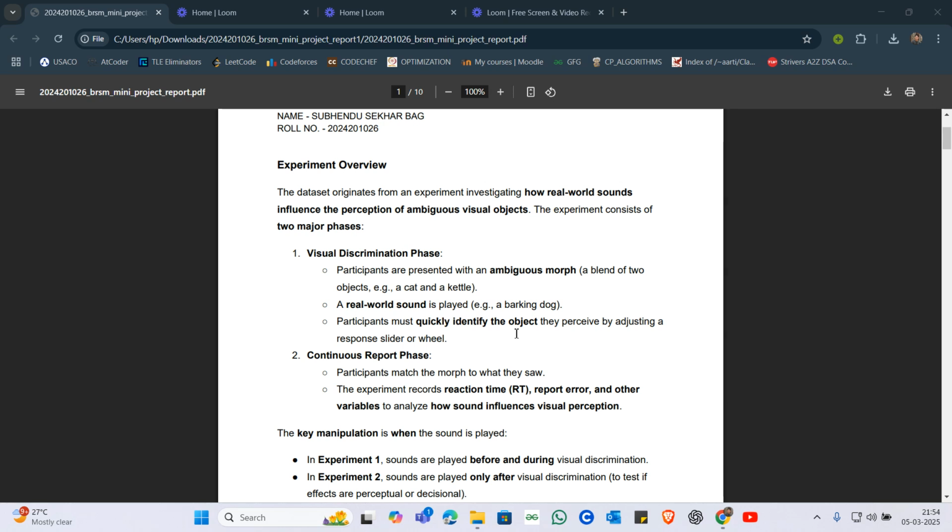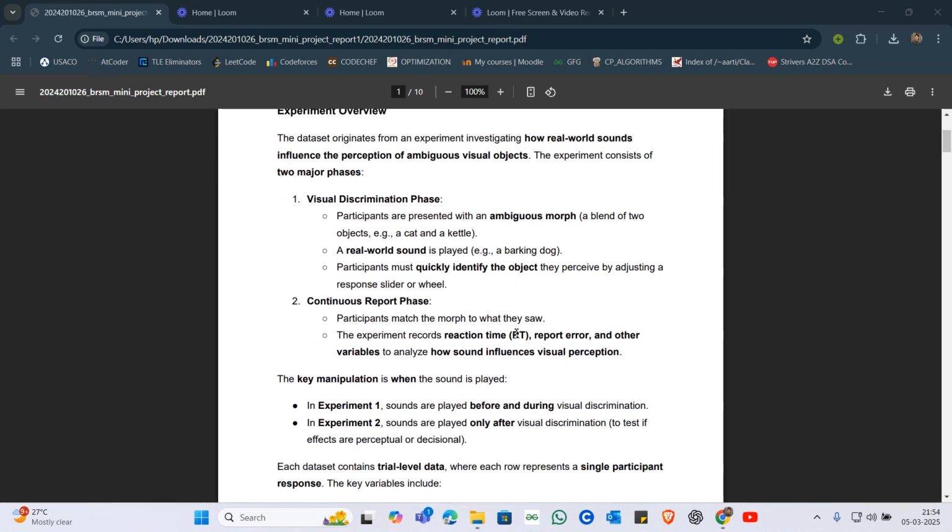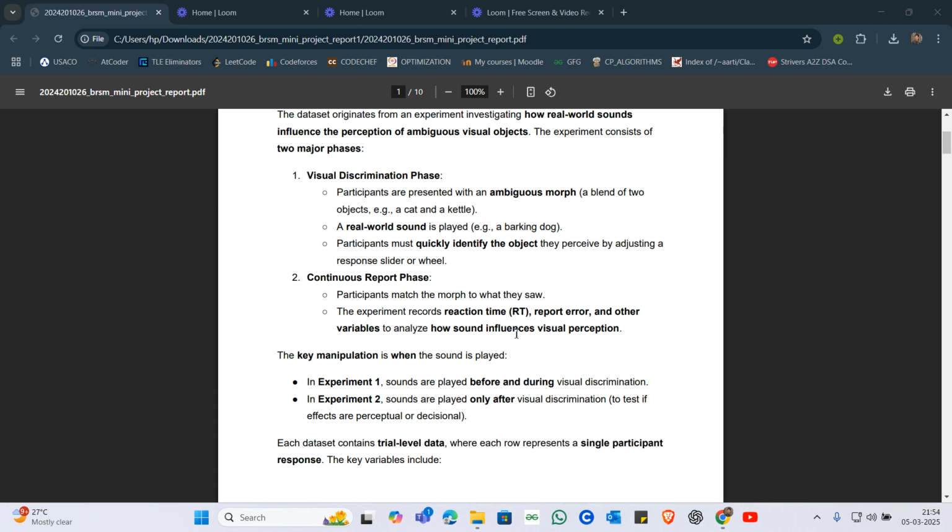The dataset contained detailed trial level data including reaction time, report error and sound conditions. Using these datasets, we explore learning effects, auditory influences on perception and speed accuracy trade-offs.